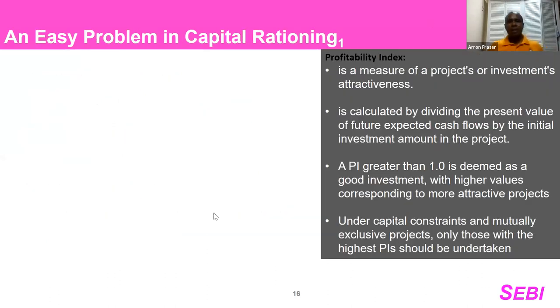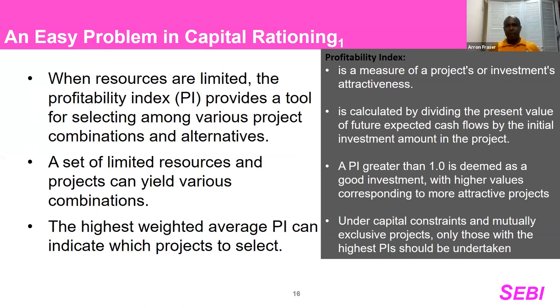In capital rationing, we apply something that we call a profitability index, which is a measure of a project's attractiveness. It's calculated by dividing the present value of future expected cash flows by the initial investment amount. When we apply this profitability index, we look for a return that is greater than 1.0. If you have a return greater than 1.0, it is deemed a good investment. So the higher the value, the more attractive it would be.